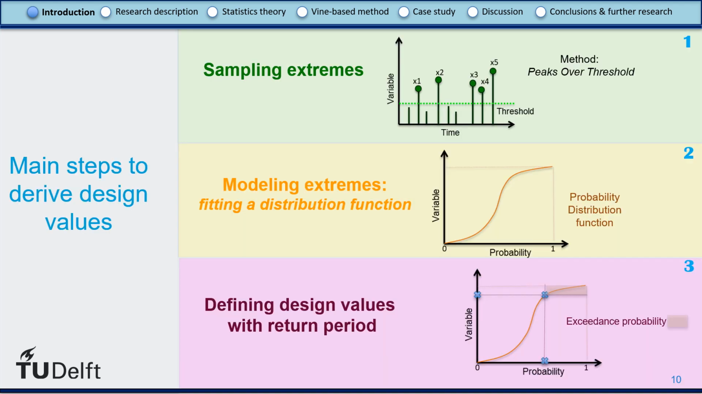To define design values, we usually perform as engineers three main steps. The first step is highlighted in green, the sampling of extreme observations. In here, we study and select the extreme environmental conditions that I was talking about before. The second step, which is highlighted in orange, consists on the modeling of these selected extreme observations. This is actually done by fitting a probability distribution function. Finally, highlighted in pink, we define the design values, which are nothing more than the actual values that are then used in the design of the structure.